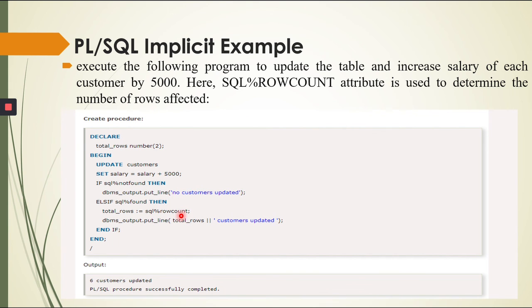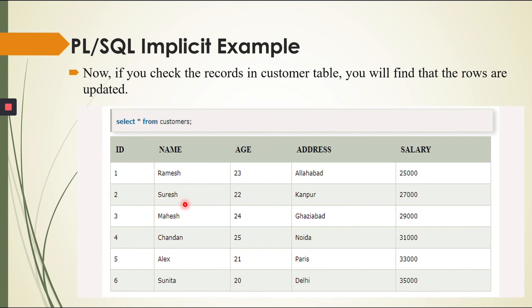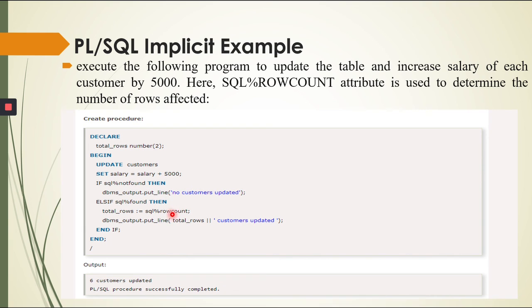Here I have 6 records. So 6 is in my output, so total_row is equal to 6. Now I have to display this. So again DBMS_OUTPUT.PUT_LINE in bracket I write the variable name. total_row contains 6, so 6 concat 'customers updated'. So in output 6 is my total_row, so the output will be '6 customer updated'. So this is the implicit cursor example.